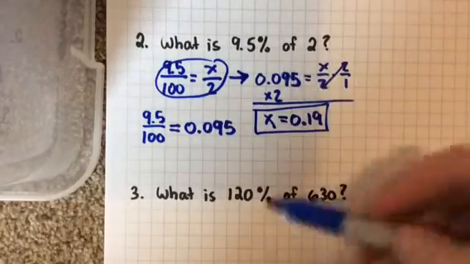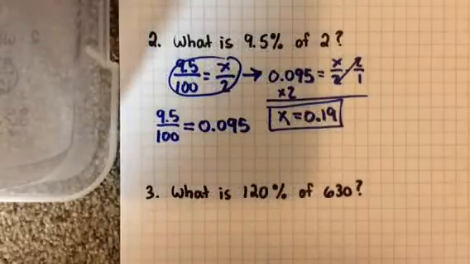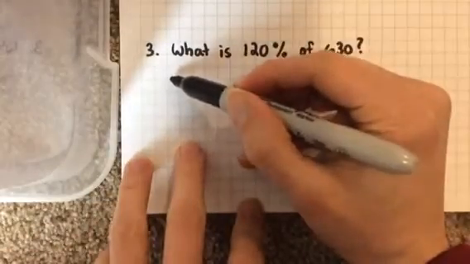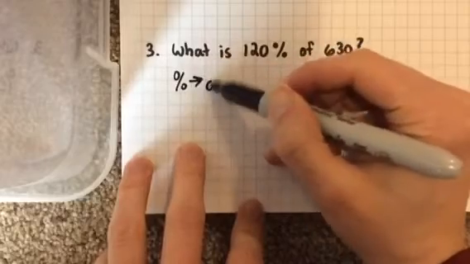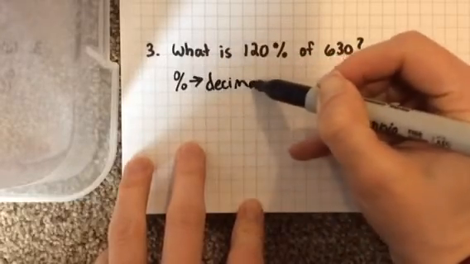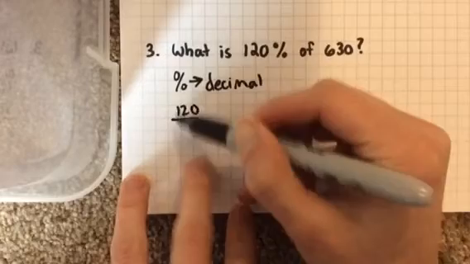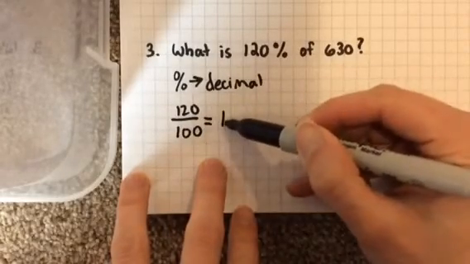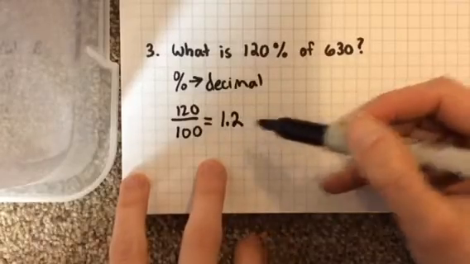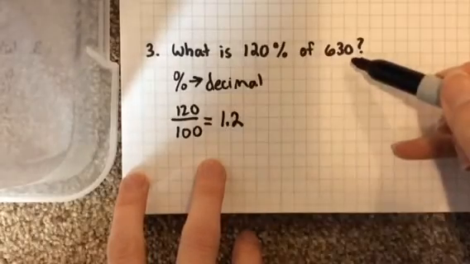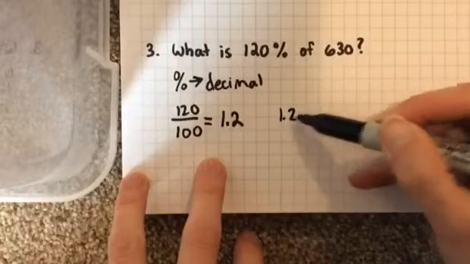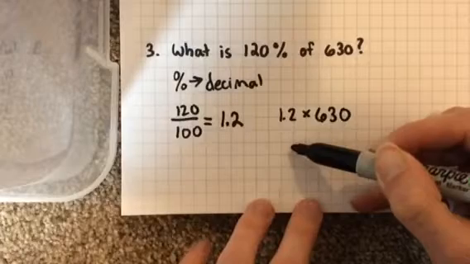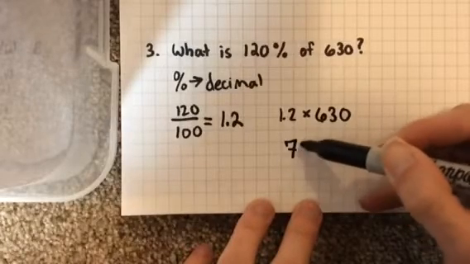So now if we take what we just did and apply it to problem 3, we can turn the percent into a decimal just by dividing by 100. 120% means 120 out of 100. As a decimal, that's 1.2. And then we can take that 1.2 and multiply it by the whole. So we get 1.2 times 630, which will give me the result of 756.